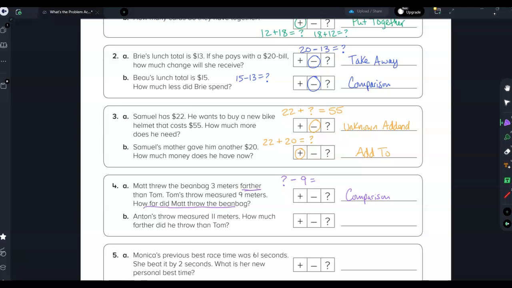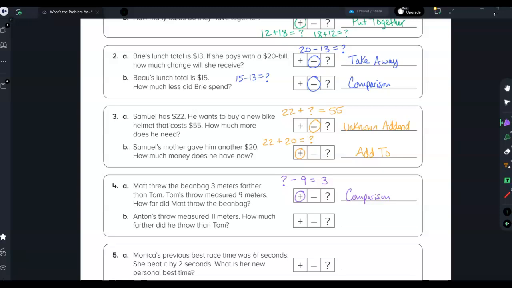Well, what's the difference? Matt threw it further. How much further? It was 3 meters further. So the difference between their two throws is 3 meters. So this would be my setup equation. And then how would I find how far Matt threw it? Well, if it's 3 meters further than Tom's and Tom was 9, I would add 9 and 3 in order to solve that. So even though it's a subtraction setup, I would use addition to solve it.